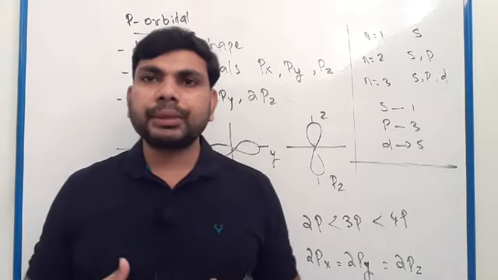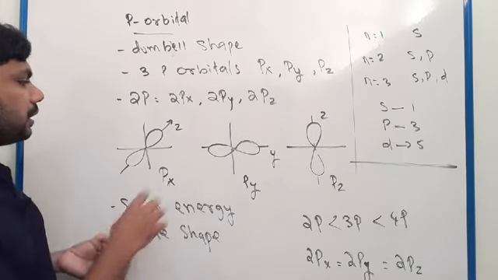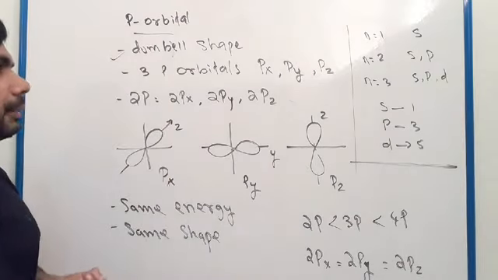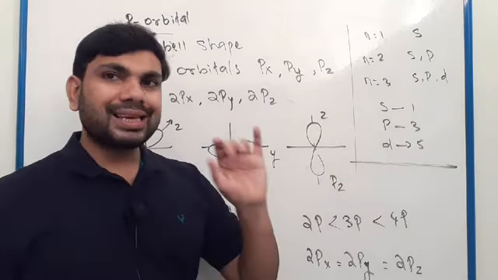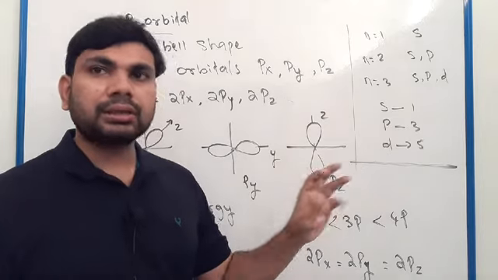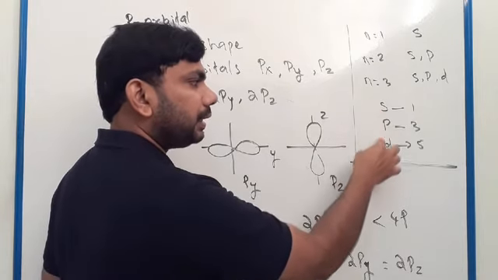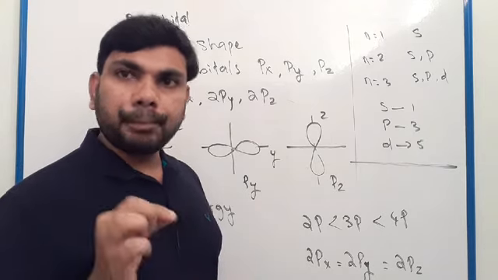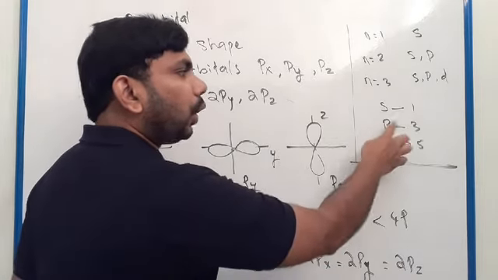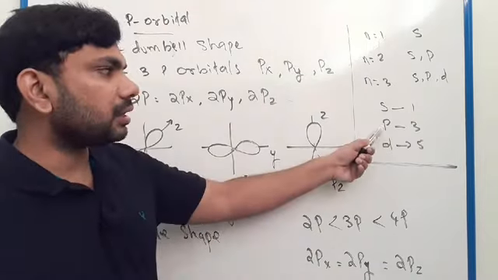The p orbital has a dumbbell shape. You can see here the shape of the p orbital. This shape is called dumbbell shape. Here we know the s subshell has only one orbital, and the p subshell has 3 orbitals. So now we are talking about the orbitals of the p subshell, that is, the p orbitals. There are 3 p orbitals.